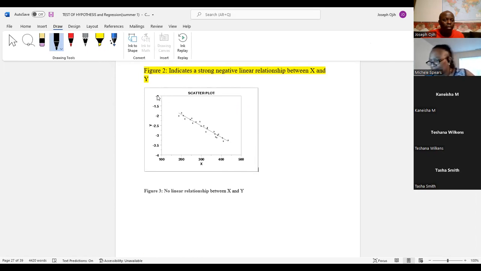I'm going to erase this side. So the main thing is the trending. You can see as S increases, Y is decreasing. If S is going backward, back down to 200, Y goes up. When S increases, Y goes down. So now, an example: speed and time. The higher the speed, the lesser the time.